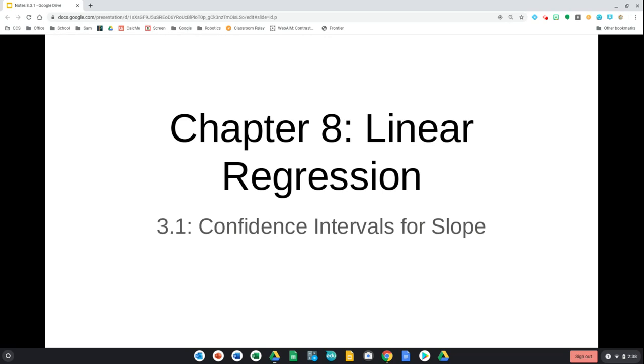In this video, we are going to be looking at starting to do some inference with our regression equations. Basically, what we have learned so far has just been the ins and outs of how to find a regression equation and some information that goes along with that. Now what we want to start doing is using the fact that this regression equation has come from a sample to try to make an inference about the whole population.